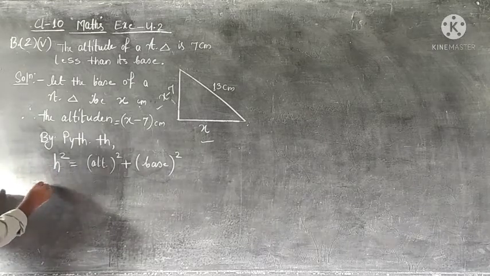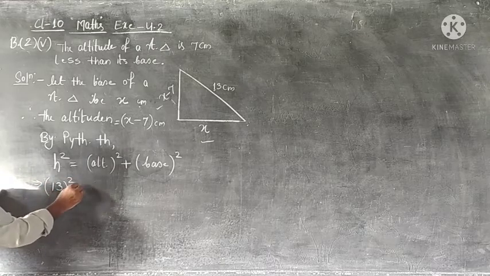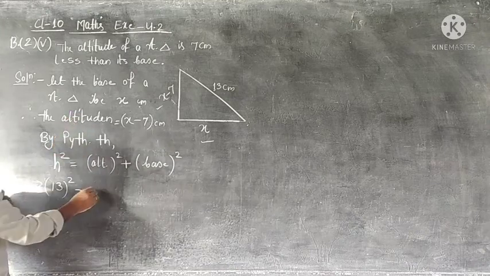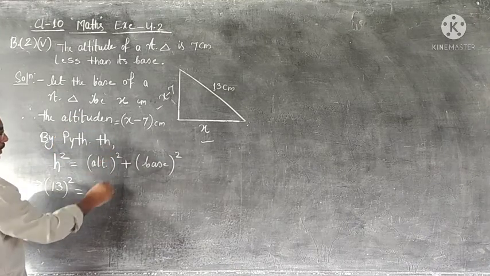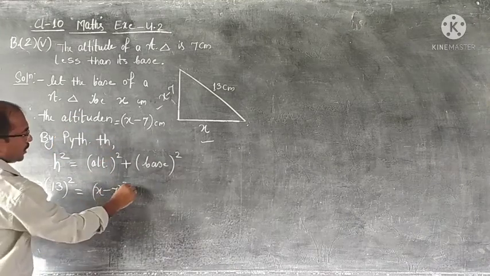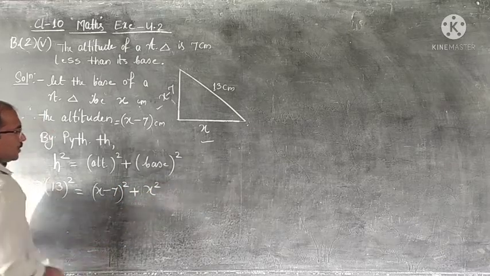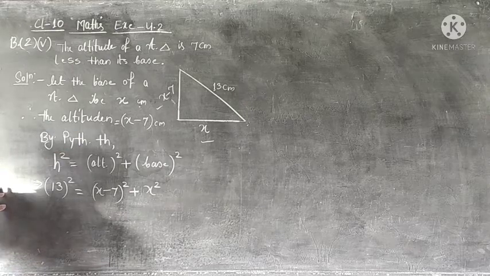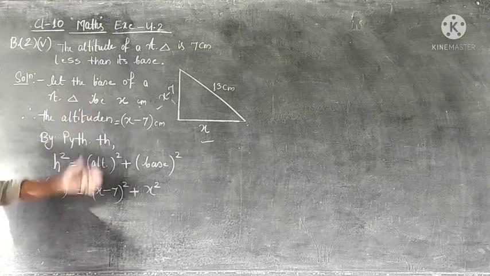So how much is the hypotenuse? 13 squared. How much is the altitude? Altitude is perpendicular. Remember, x minus 7, squared. And base is x squared. Simplify this step and you will get a quadratic equation. Solve that quadratic equation, find the roots, and you will know the other two sides.